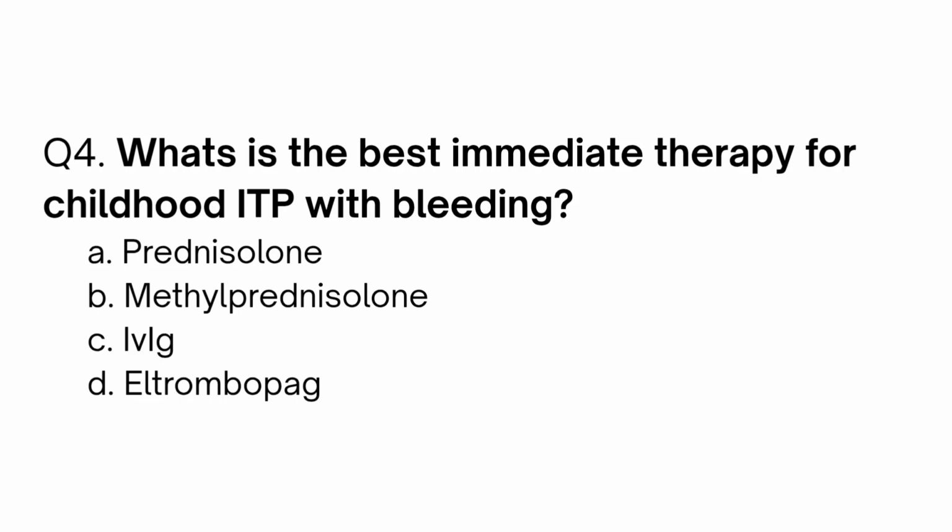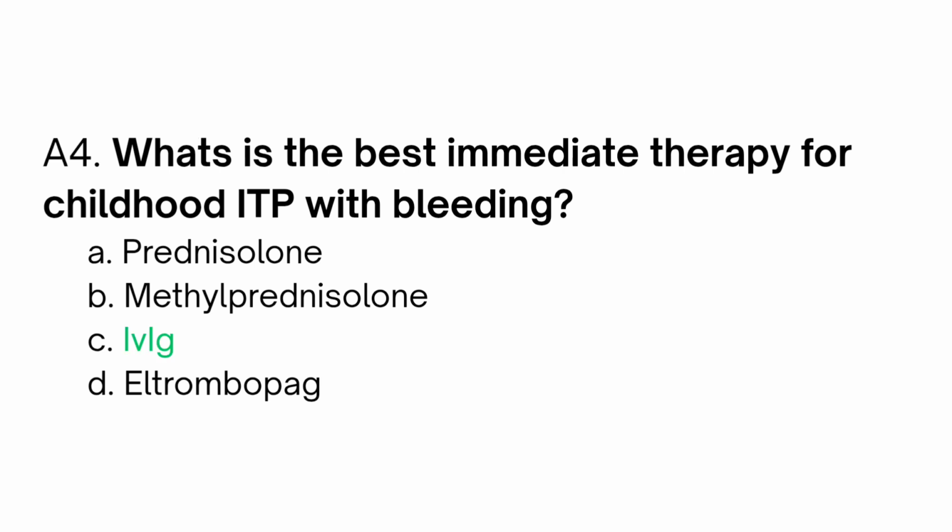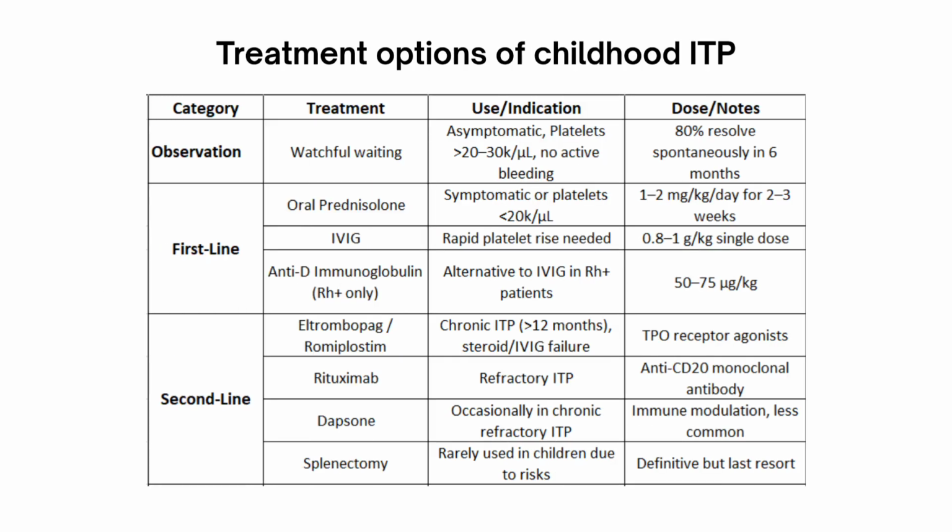Now question number 4 asks the best immediate therapy for childhood ITP with bleeding. The answer is intravenous immunoglobulin. Now you have to know the treatment options for childhood ITP. When the platelet count is 20 to 30,000 and no associated bleeding, careful observation may be offered, as most of the cases resolve on their own within 6 months. But when platelet count is below 30,000 or there is bleeding, first line treatment options are intravenous immunoglobulin, anti-D immunoglobulin, or steroid. Steroid may be oral or IV.